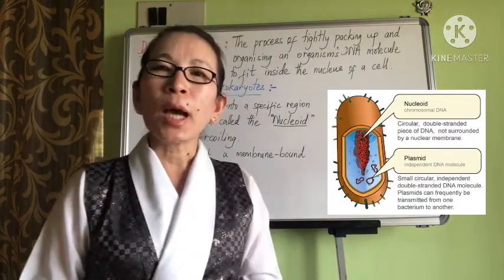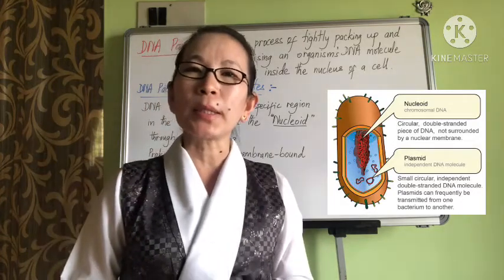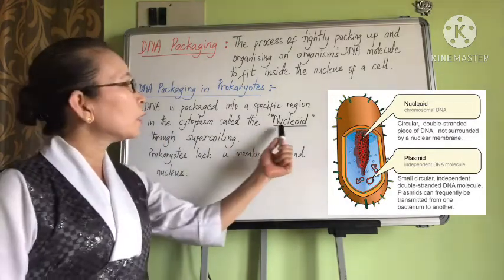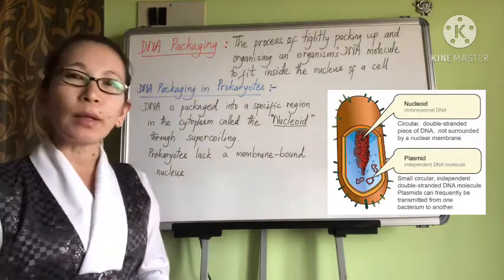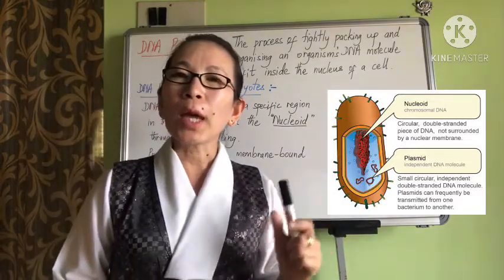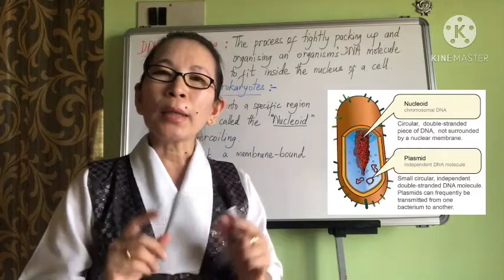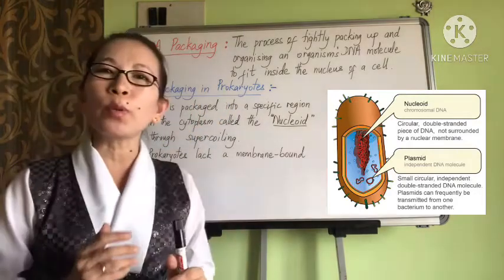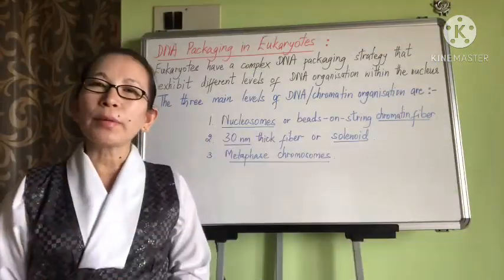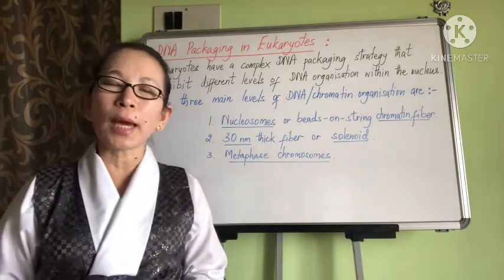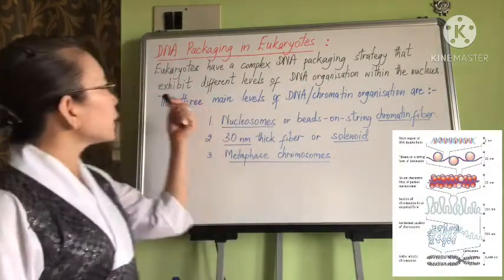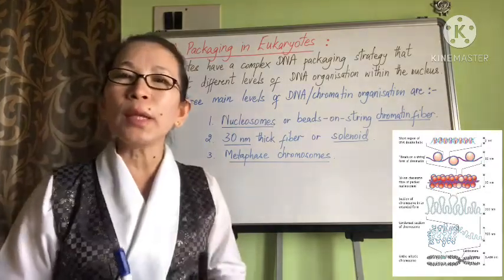Now, without going into the details, I want you to remember that in prokaryotes, such as in bacteria, DNA is packaged into a specific region in the cytoplasm called the nucleoid through supercoiling. This is because prokaryotes lack a membrane-bound nucleus. Even though prokaryotes do not have a membrane-bound nucleus, their DNA is packaged or supercoiled with proteins and concentrated into a specific region called the nucleoid. It's apparent that such a long eukaryotic DNA cannot exist as free linear strands. Eukaryotes have a complex DNA packaging strategy that exhibits different levels of DNA organization within the nucleus.